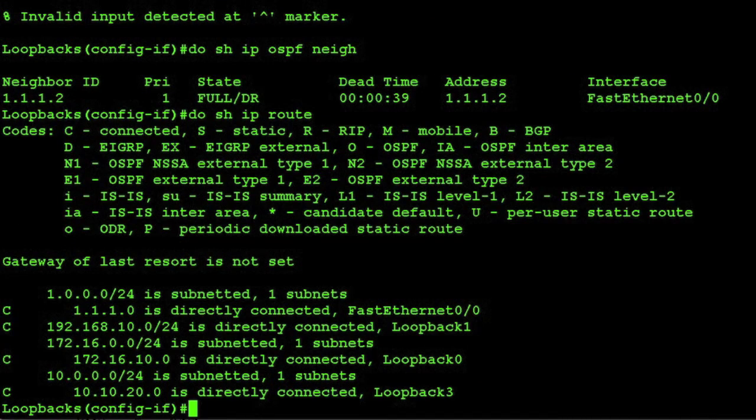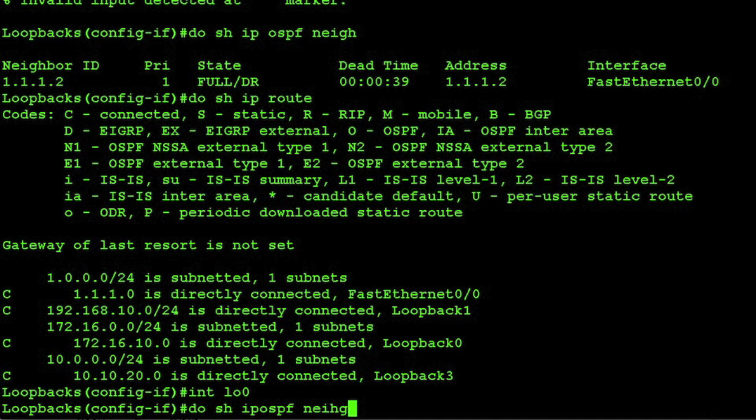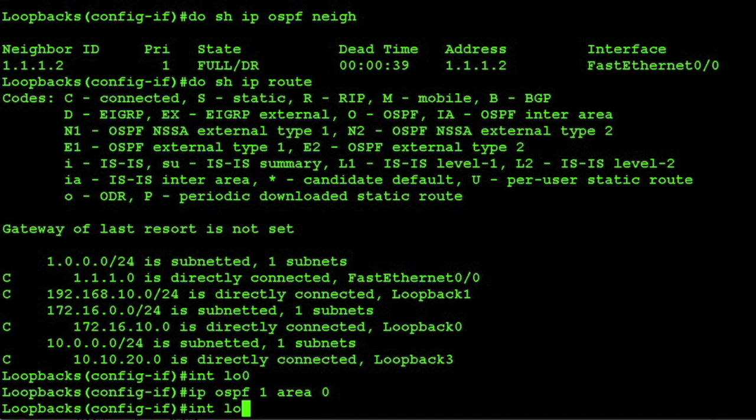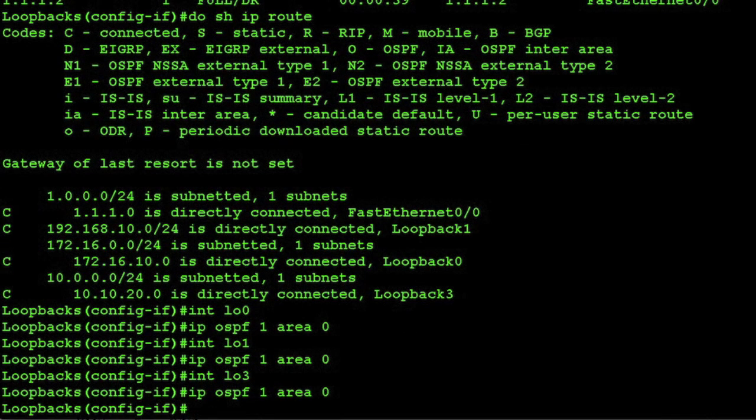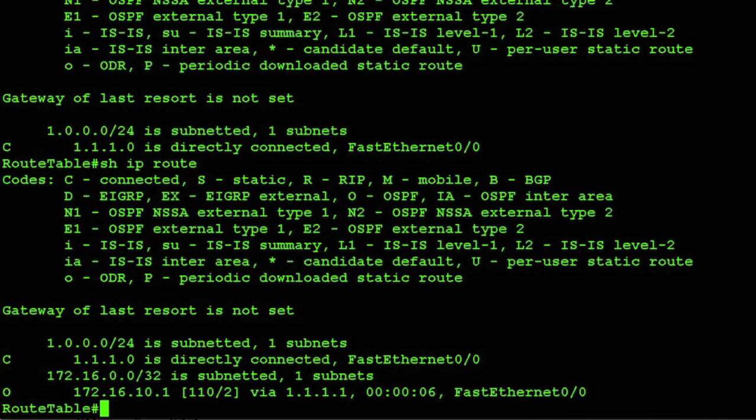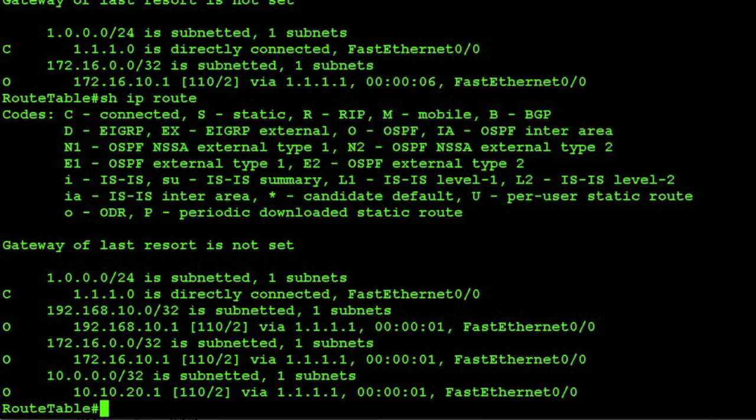So if we're following the same process of advertising an interface into OSPF in interface configuration mode, we would go to the loopback interface and again apply ip ospf, the process ID, and then the area. So let's do that for loopbacks 0, 1, and 3. Okay, we've picked up our 172, and there's the remainder. So there are two ways to identify which interfaces are operating in OSPF, and by virtue of their operation in OSPF, their prefixes or networks are advertised as well.